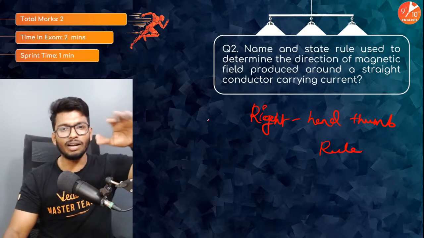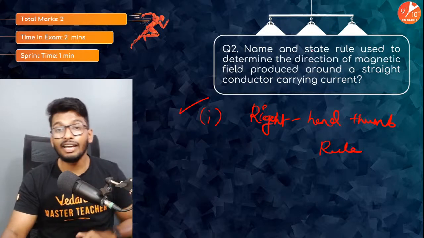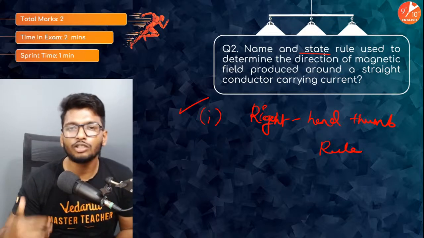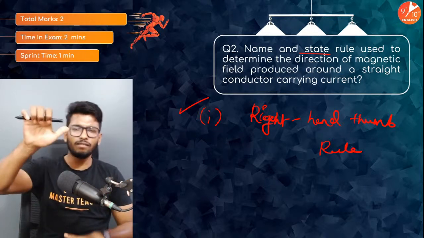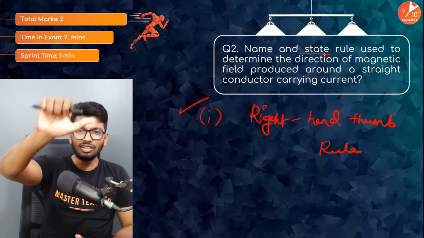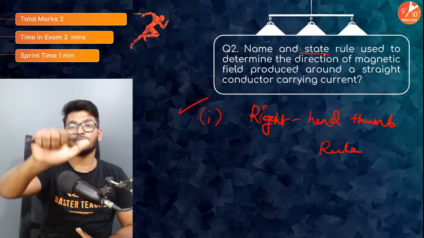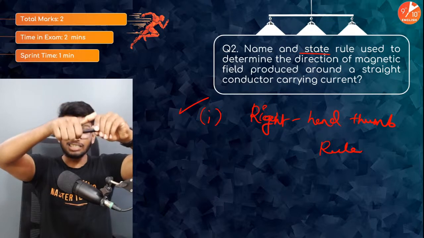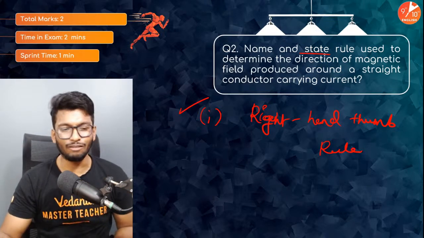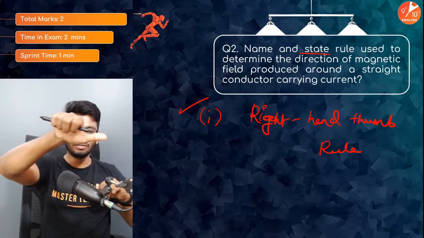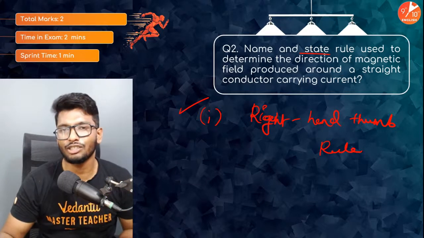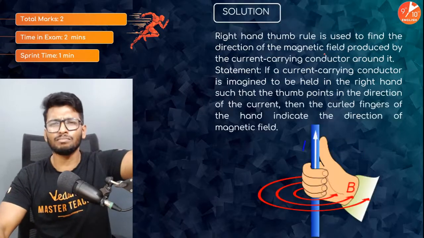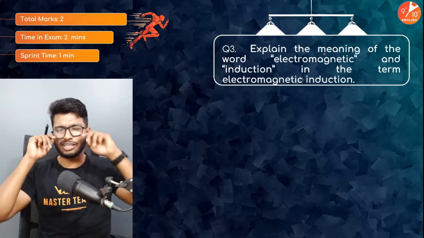Now, since this is one part of the question, this will fetch you 1 mark. The other part of the marks is from stating the rule. If you have to state the rule, it just says that if you have a straight current carrying conductor, if you hold the conductor in your right hand in such a way that the thumb shows the direction of current, the enveloping fingers show the direction of the magnetic field. As simple as that. All right. So this is your right hand thumb rule. Very simple question. I'm pretty sure you already know this. I don't think I need to explain that any further.